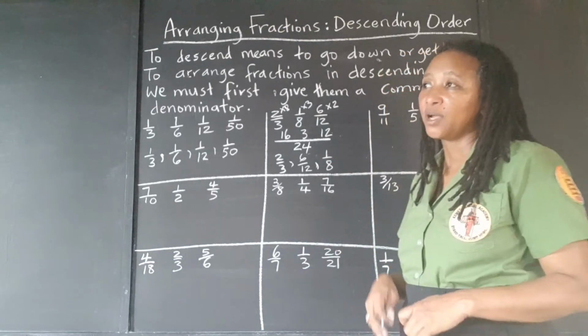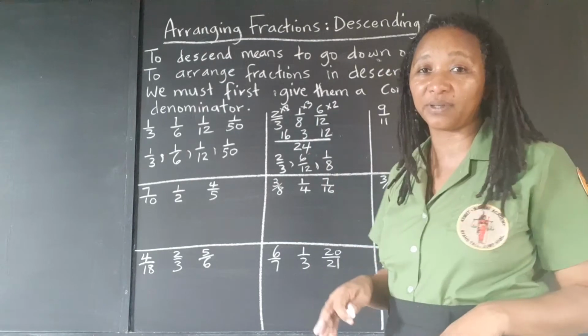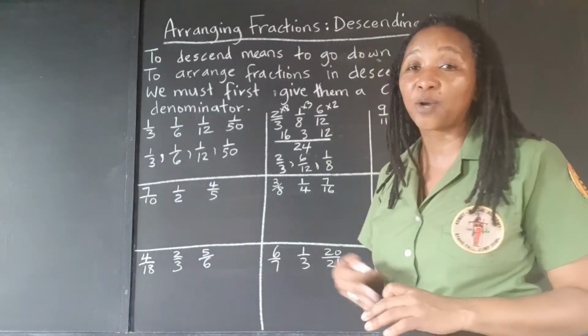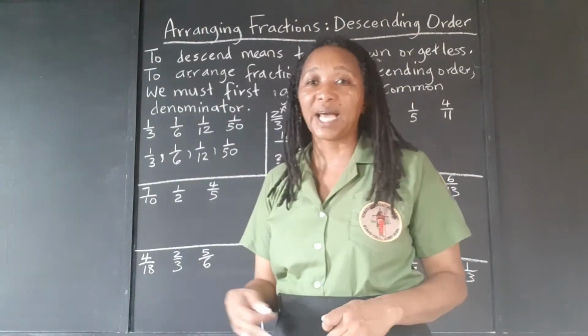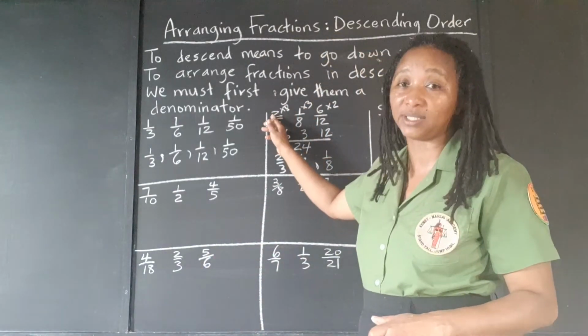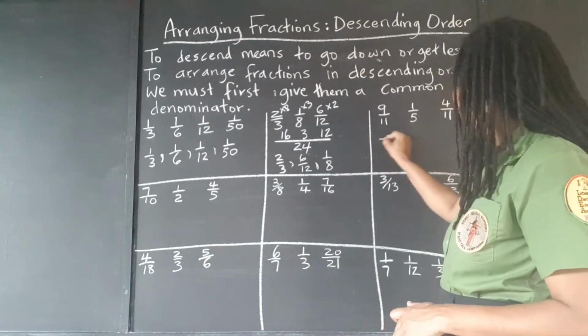So when we're listing them, we list the original fractions that we were given, not the equivalent ones that we created. We created the equivalent ones so we could do the comparison. But when it's time to list them in descending order, we have to go back to the original ones to list those. Alright, so let's compare these.